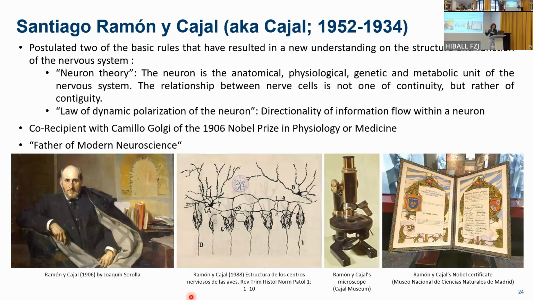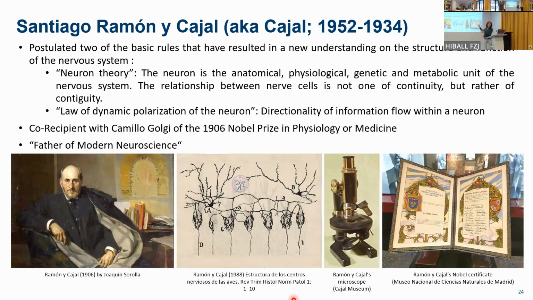And as I said, Cajal didn't just postulate that each neuron was a distinct entity, but he also provided the proof that this happened. And this, among other things, was the reason that he was given the Nobel Prize in physiology or medicine in 1906. And not just that, but it also gave him the title of father of modern neuroscience.